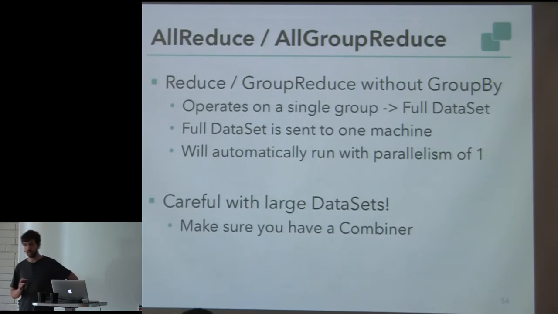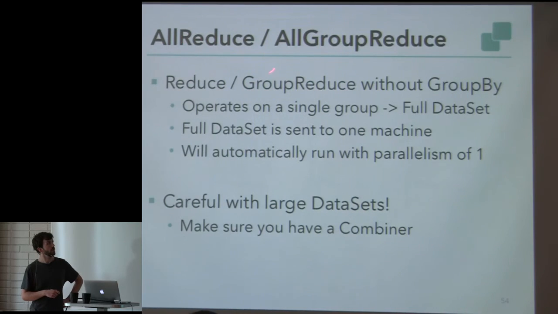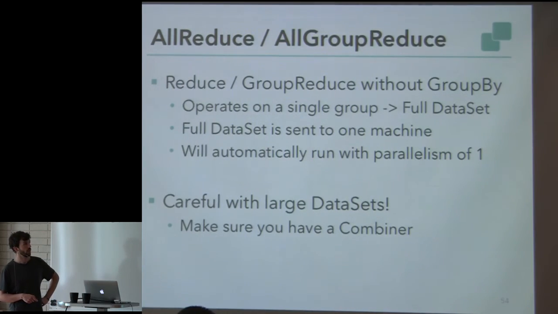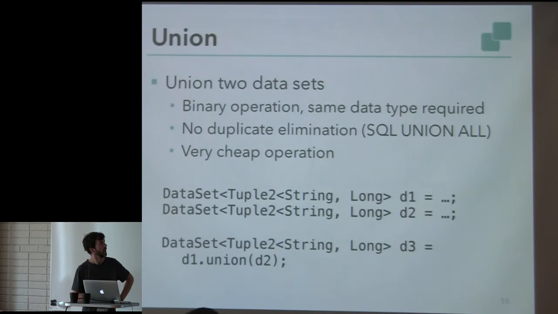One thing to watch out for is that you can also do an all group, an all reduce. This is a special function, but it means that the parallelism is going to be 1. So all the data will go through one machine and be reduced there. That can be very expensive, but sometimes it's necessary. So just something to watch out for. And of course, the union operation is very simple. It just unites two data sets, giving you all the elements of both data sets.